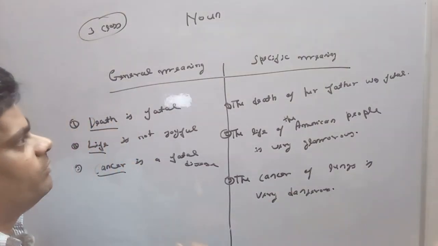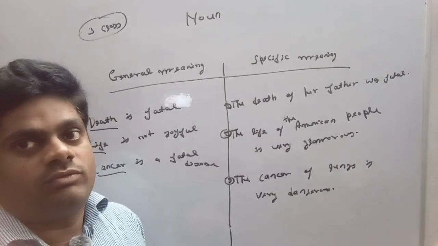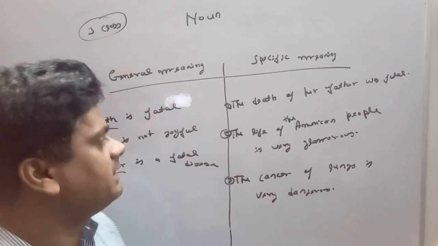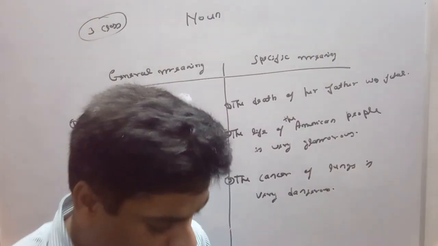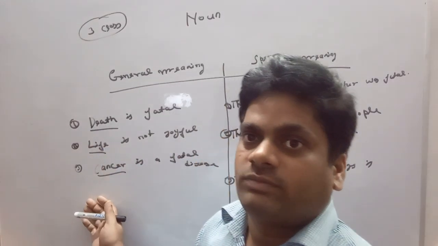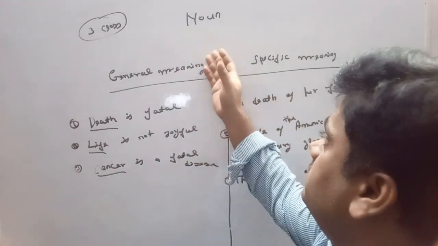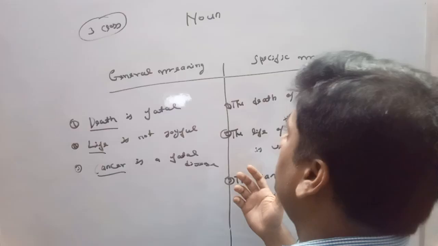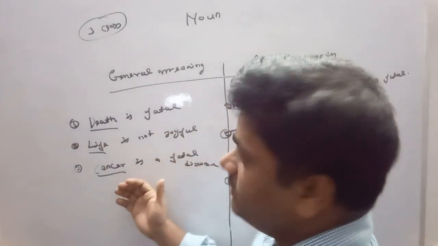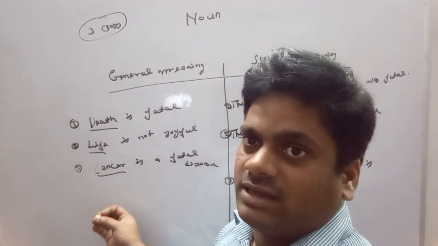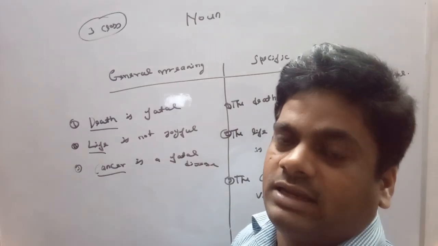So, when we talk about a specific meaning of a noun, then we have to put the article before the noun, but in case of those nouns which are supposed to express general meaning in a sentence, we cannot put article before the noun. So, guys, this is the meaning which may be general meaning and which may be a specific meaning. In case of general meaning, we are not allowed to use article before the noun, and in case of particular meaning, we are allowed to use the article before the noun.